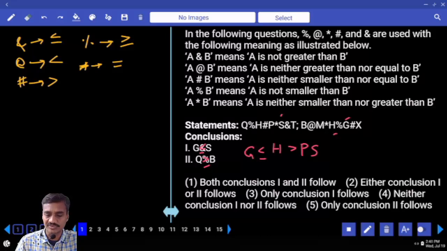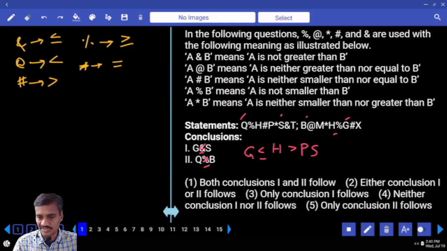And coming to the next one, Q and B. Now Q is here, B is here. Which element is common? Again H is common. Now Q to H. Percentage means Q greater than or equals to H. Q greater than or equals to H. Then next one, H to B.